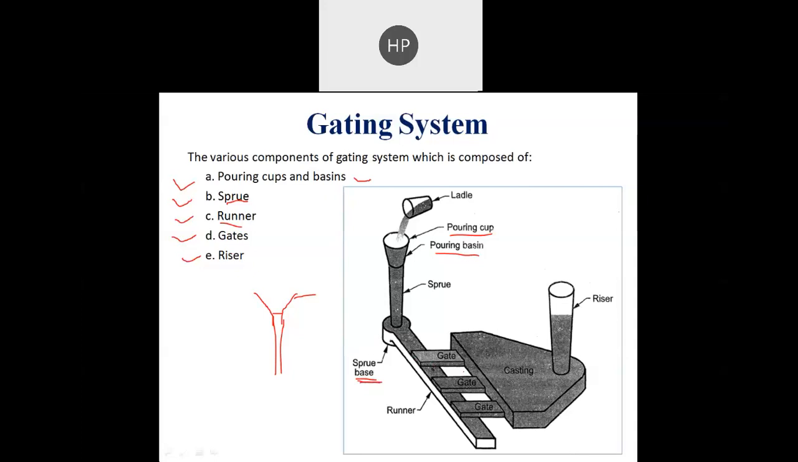Then all the sideways through which the runner is connected with the casting, those are known as gates. And finally this is our casting, meaning this is the object that we require, and this whole object is completely filled, and then the molten metal will come into the riser. So this final part is a riser. So these five components make up the gating system: pouring basin and pouring cup, sprue, runner, gates, and riser. One by one we are going to discuss in detail all these components of the gating system.